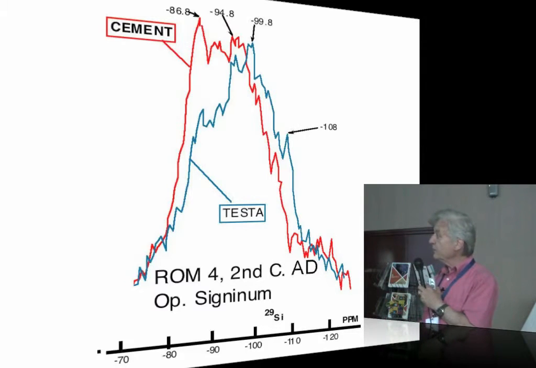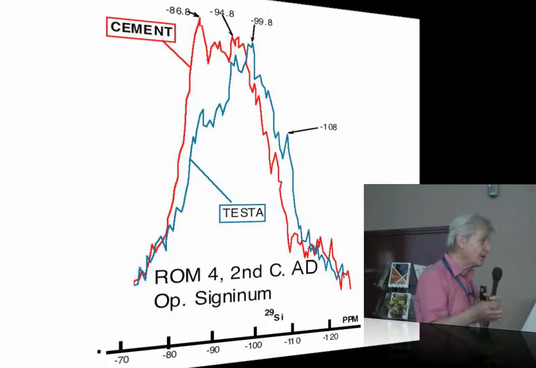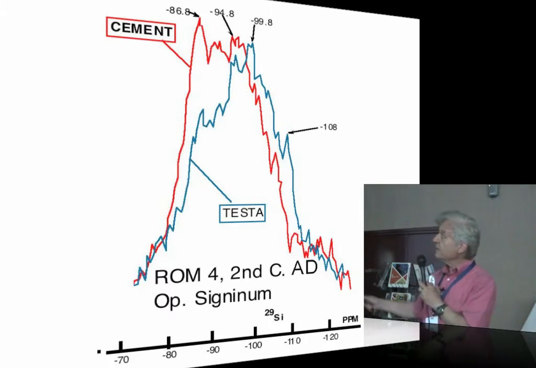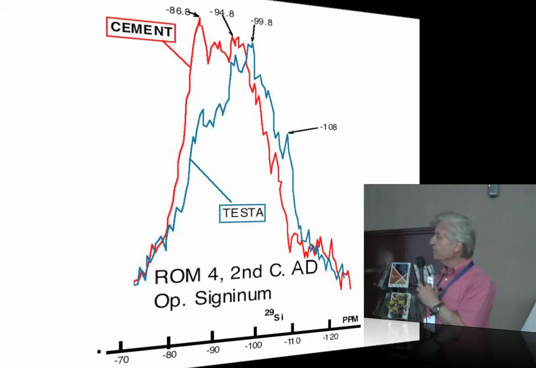Here we have the opus signinum. The opus signinum is a system that is exactly the replication of the metakaolin-based geopolymer. We have what we call the testar. This is the metakaolin spectrum, silicon. And this is the cement that we get.